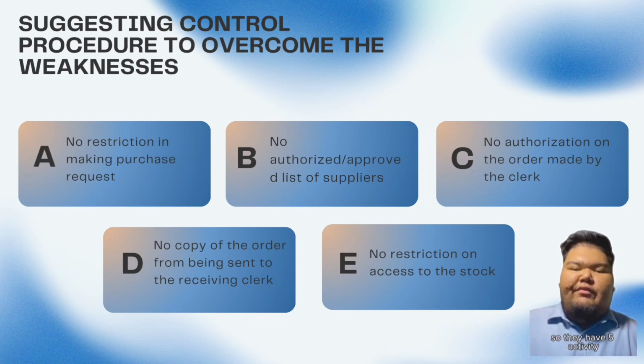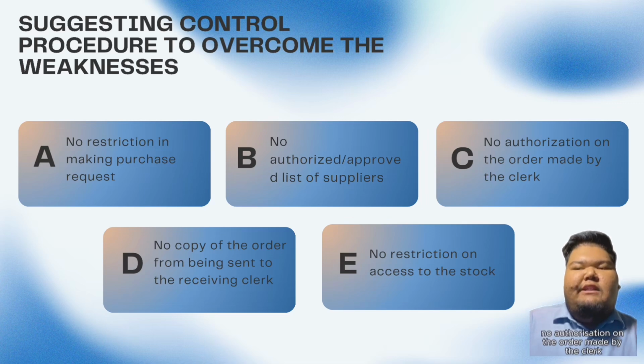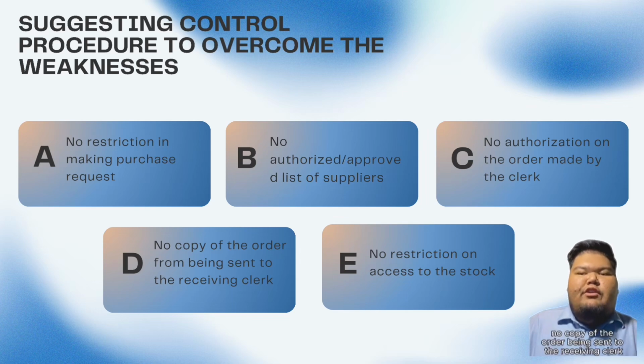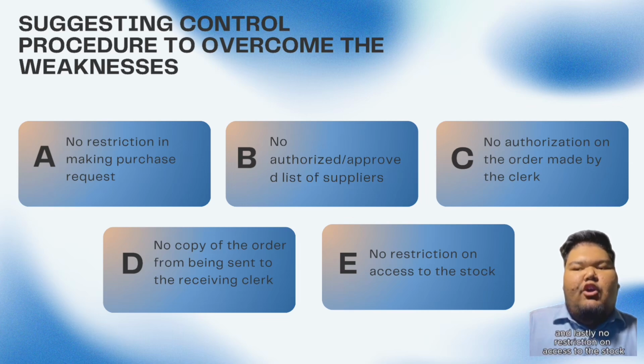So, there are 5 weaknesses. There is no restriction in making purchase requests, no authorized approved list of suppliers, no authorization on the order made by the clerk, no copy of the order being sent to the receiving clerk, and lastly, no restriction on access to the stock.